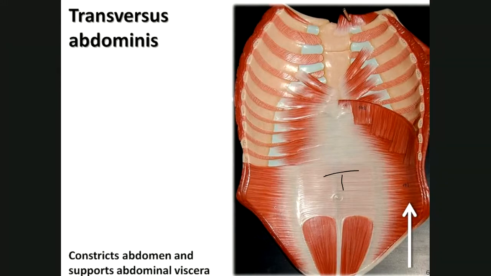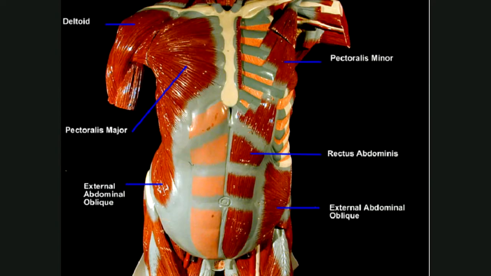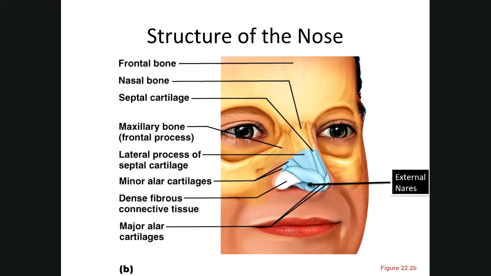And all of these are going to compress or constrict the abdomen. And again, it's going to force the diaphragm further up into the chest. So that's how we get air to move in and out. So let's talk about where it goes.